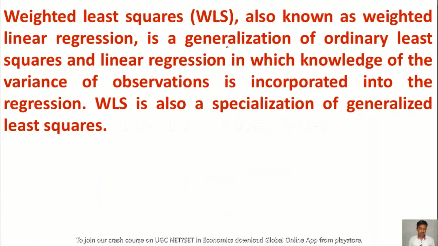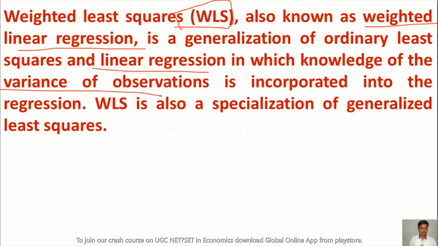Weighted least square, WLS, is also known as weighted linear regression. It is a generalization of ordinary least squares and linear regression in which knowledge of the variance of observations is incorporated into the regression. And please remember, this WLS is also a specialization of generalized least square, that is GLS.